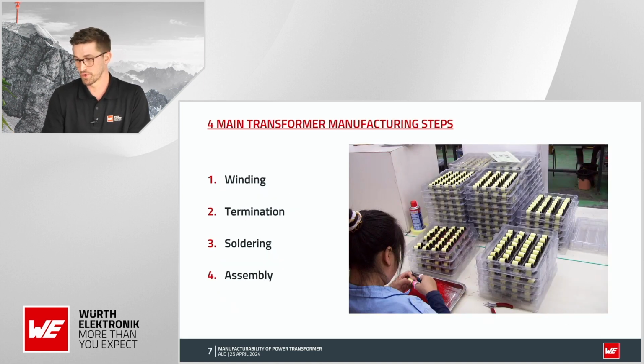There are four main processes to consider during a DFM review: winding, termination, soldering, and assembly. In most cases, these can be treated separately, but they can also mutually affect each other. For example, a bad winding can be the root cause of issues during soldering and assembly, as we will see in the next slide.